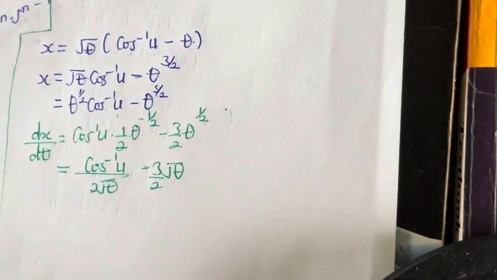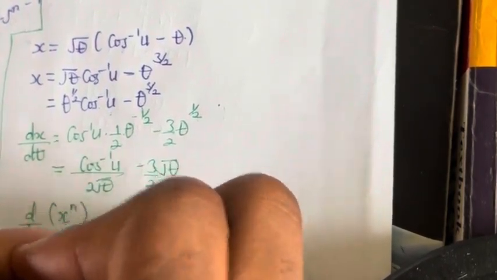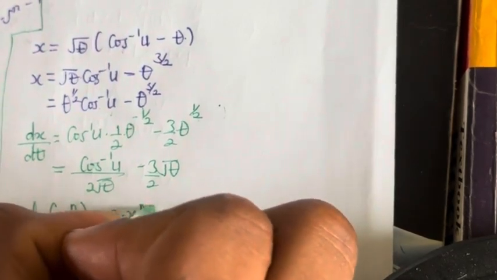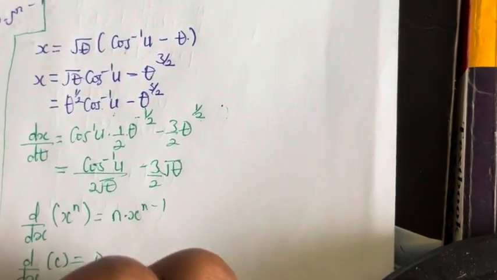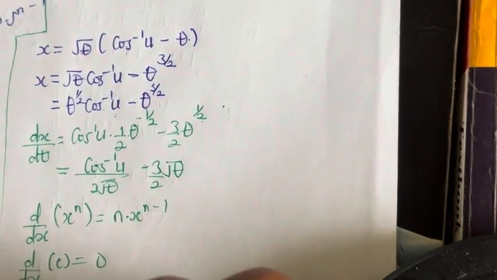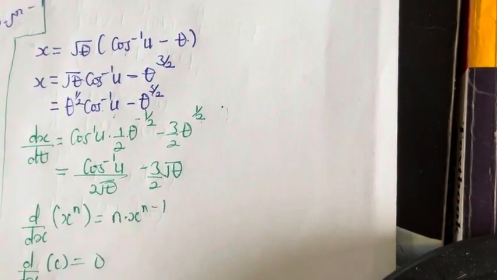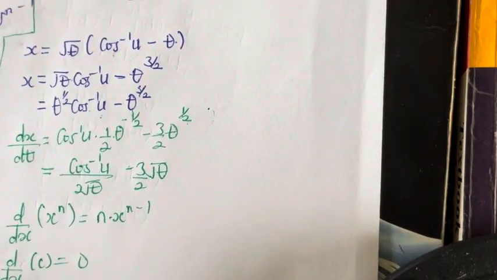So yeah, don't forget the d/dx of x to the n is n times x to the n minus 1. The derivative of a constant is always 0. The d/dx of k times f of x is equal to k times f prime of x, which is the derivative of f of x. Also, the derivative of a sum or difference is the sum or difference of the derivatives of those functions. I hope you got that. So see you guys in the next video.